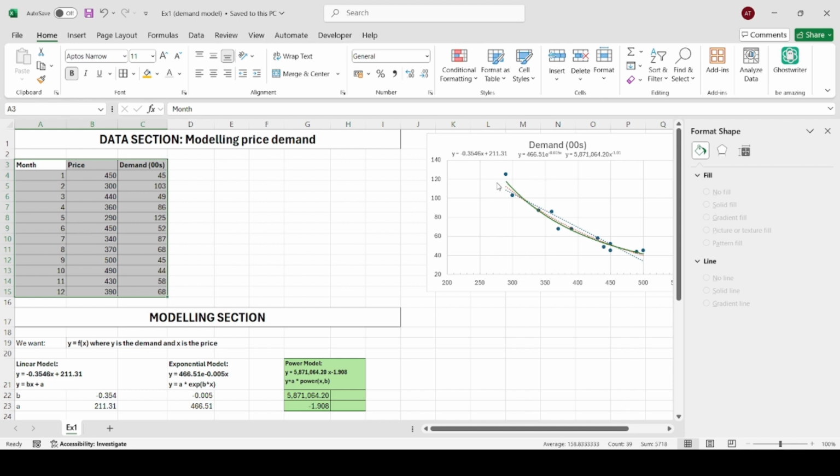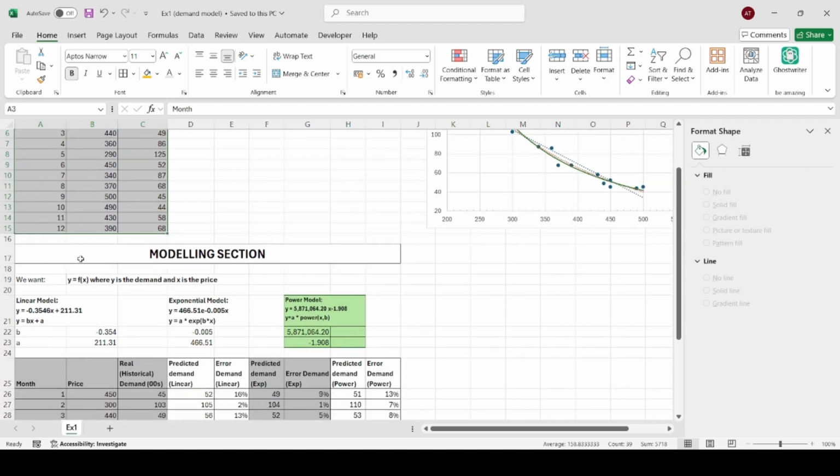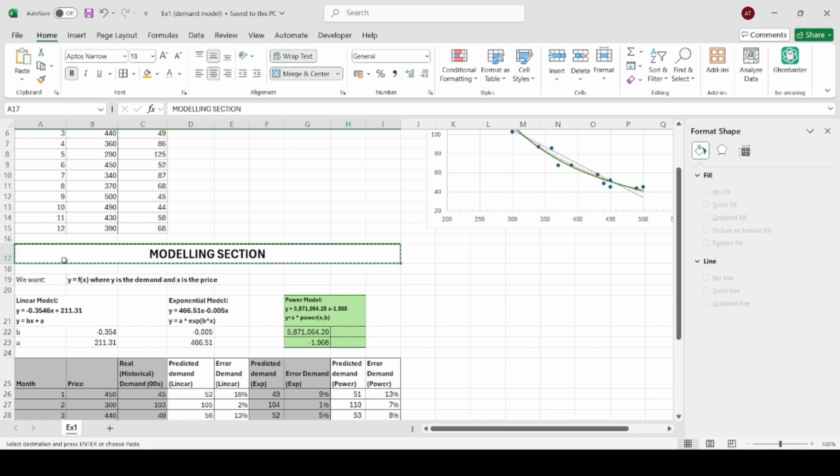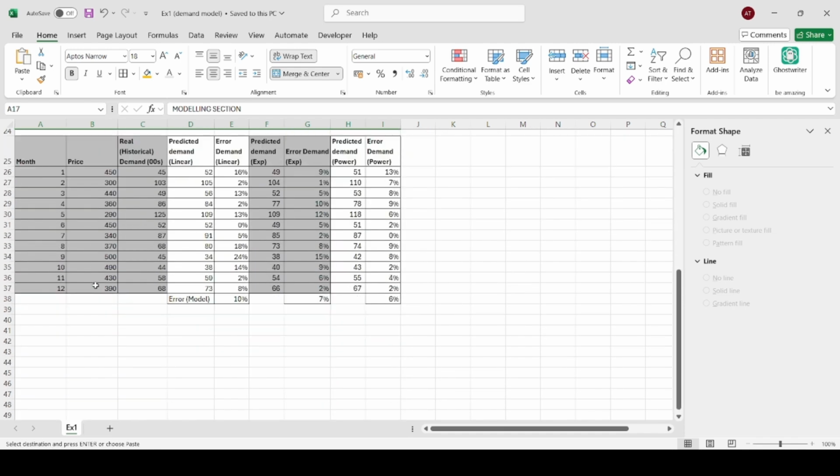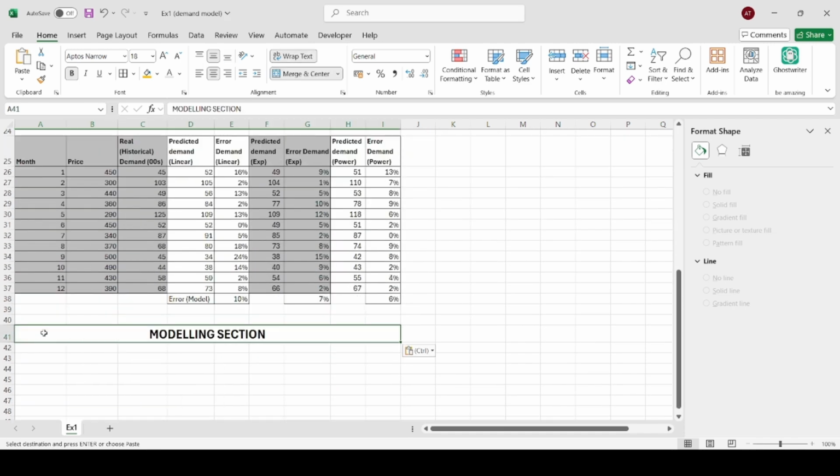Now, if we look at this demand curve, we can see that as the price increases, the demand decreases. So this also means that at some point, as we increase the price, our profits are also going to decrease. So the profits will go up, but after a point, the profits will actually go down. So what I'm going to do is create a scenario section. So this is scenario analysis.